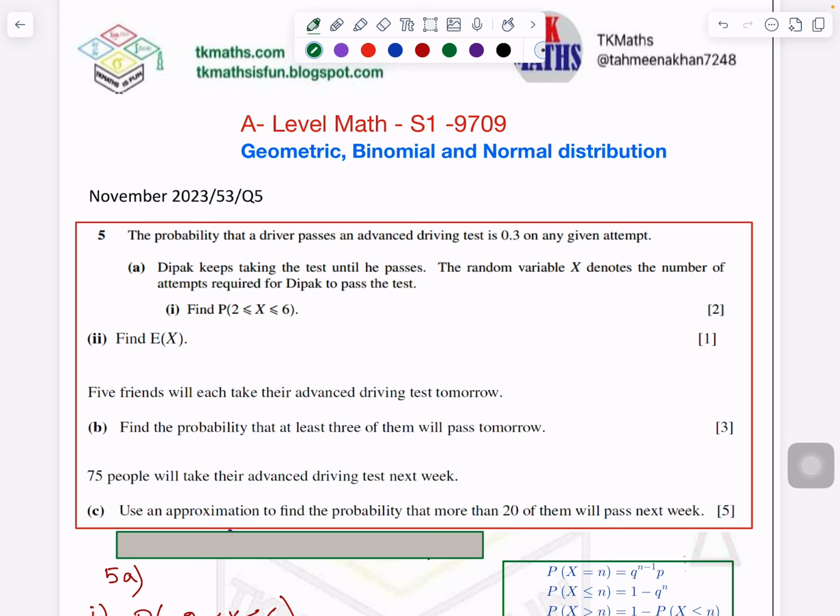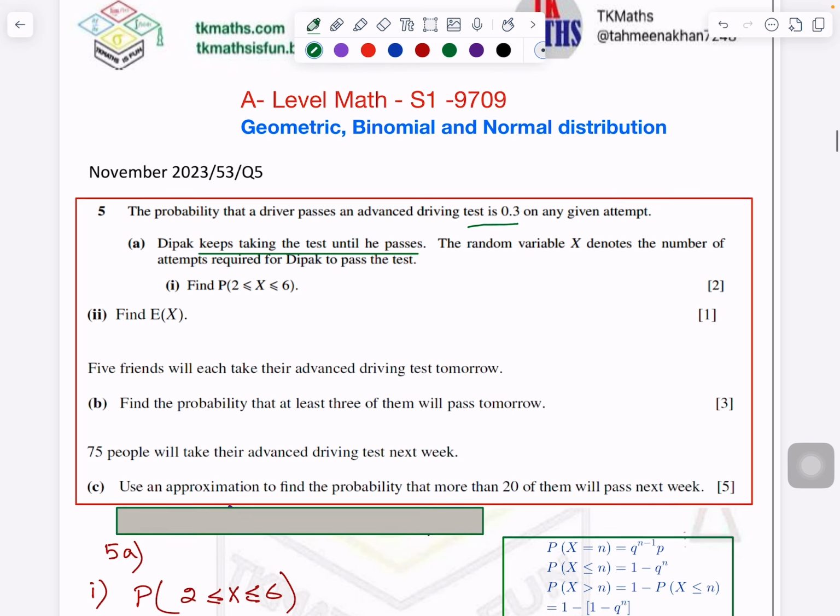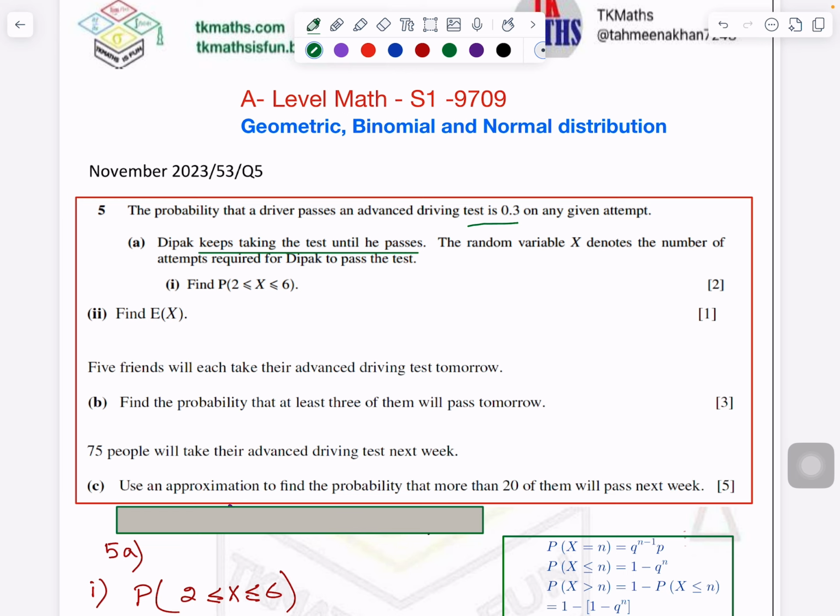The probability that a driver passes an advanced driving test is 0.3 on any given attempt. Deepak keeps taking the test until he passes. So very clearly, it is a geometric distribution. The random variable X denotes the number of attempts required for Deepak to pass the test. Find the probability of X greater than or equal to 2 and less than or equal to 6. So we will read the rest of the question later, and part 2 is talking about finding the mean. So in part A, both the questions are related to geometric distribution.